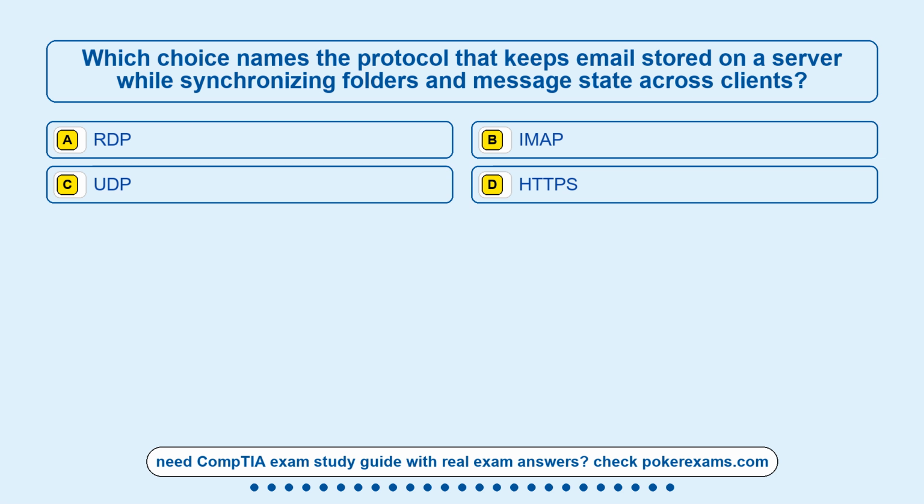Question 11. Which choice names the protocol that keeps email stored on a server while synchronizing folders and message state across clients? Option A. RDP. Option B. IMAP. Option C. UDP. Option D. HTTPS. The correct answer is option B.